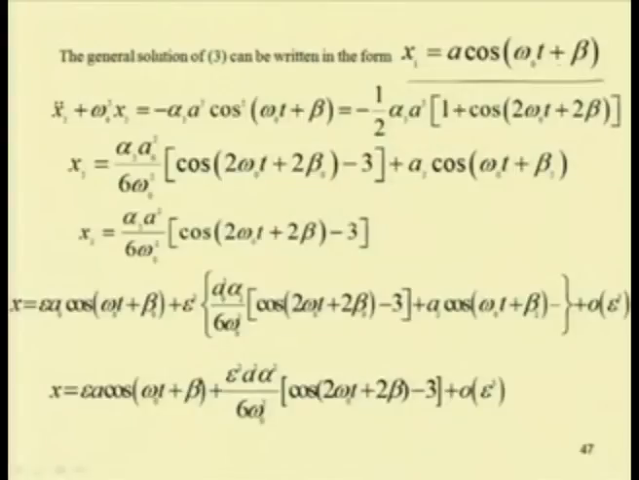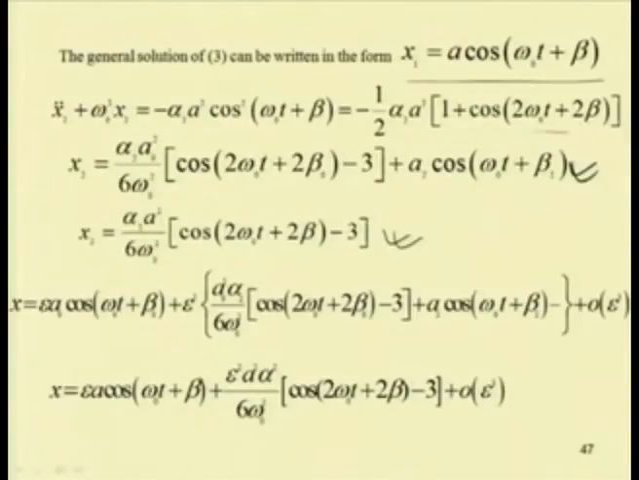So, one can find the particular integral of the other part. One can find the particular solution of this equation, which can be written either in this form or in this form. One can write the particular integral x2 of this equation as follows. This is the constant part, minus 1 by 2 alpha2 A square, plus minus 1 by 2 alpha2 A square into cos(2 omega0 t plus 2 beta).